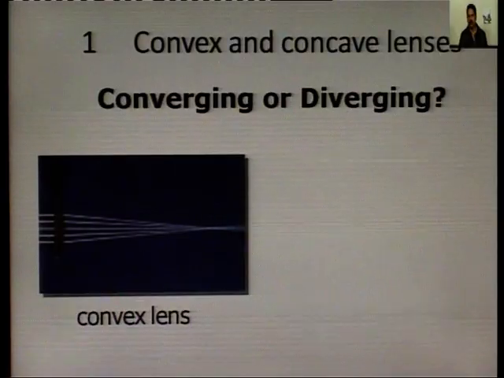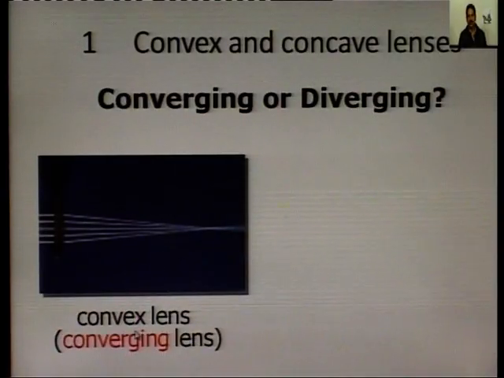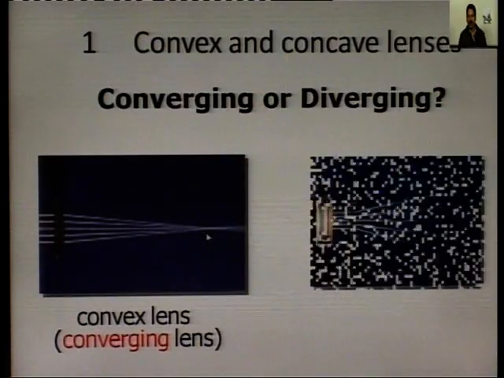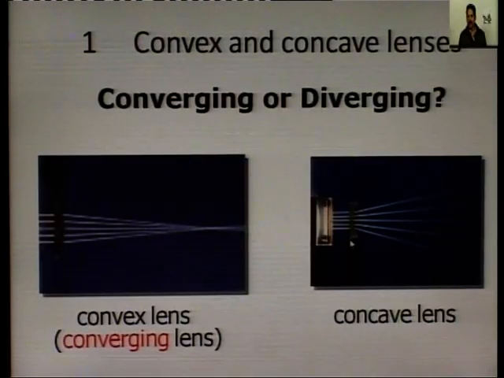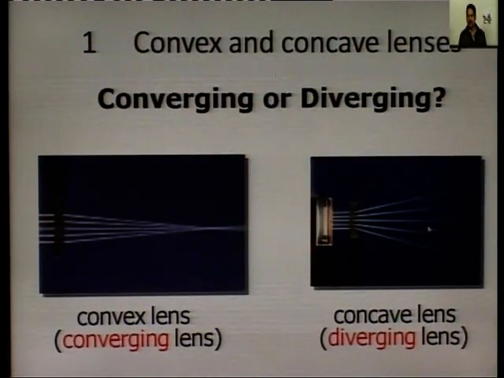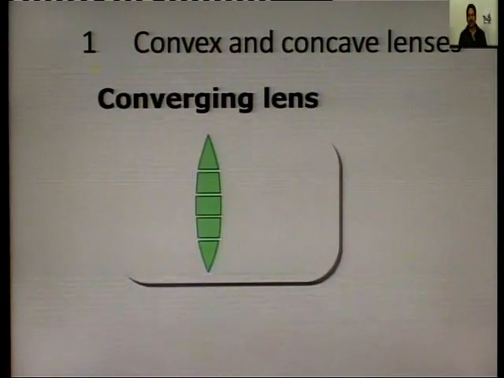This slide shows an example of a convex lens. The rays of light incident on this convex lens are brought to meet at a point. So, they converge together and the lens is called a converging lens. While in the case of a concave lens, these rays of light move apart, so the lens is called a diverging lens. These two slides clearly show the nature of the lenses: a convex lens is a converging lens and a concave lens is a diverging lens.